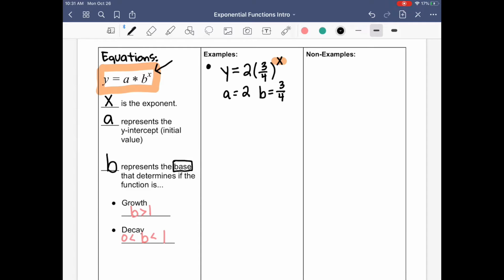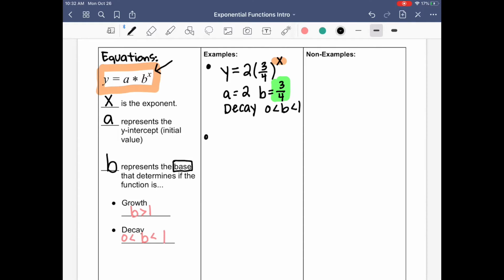Now, is this going to be growth or decay? Well, in order to determine if it's growth or decay, I'm going to look at my base. Now, for my base, I can see 3/4 is less than 1, but still greater than 0, so this is going to represent decay. And I know it's decay because it's between 0 and 1.